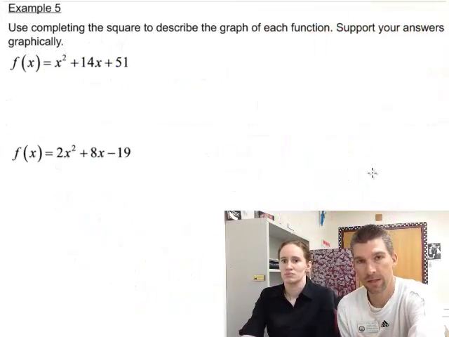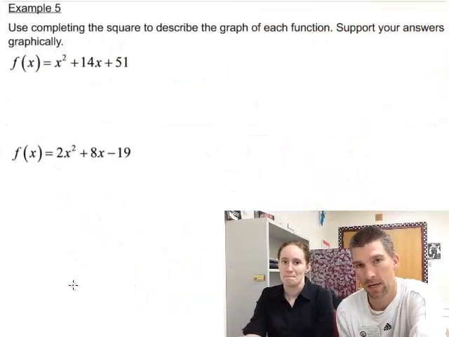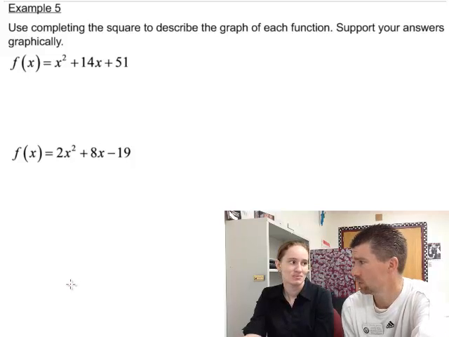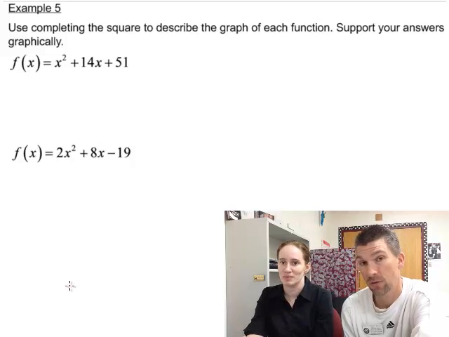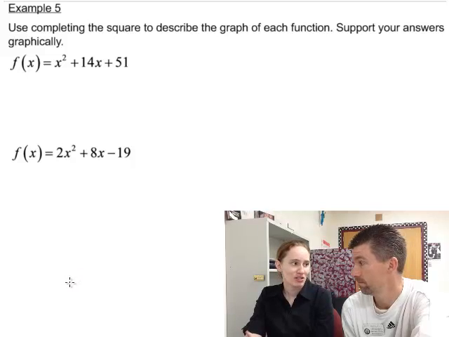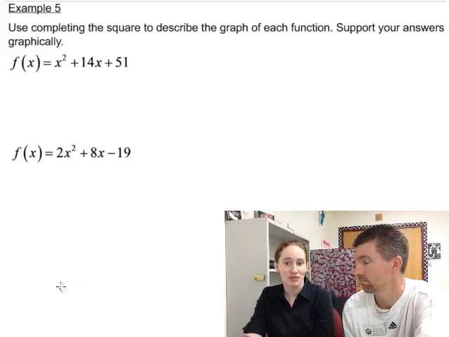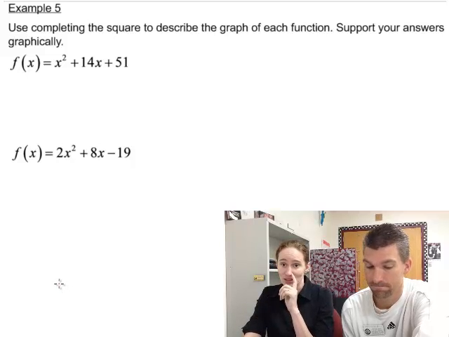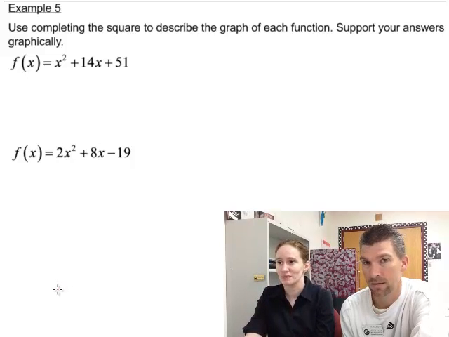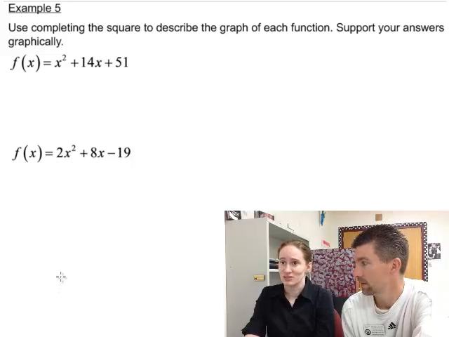Your good buddy completing the square makes an appearance now, and he's really, really super handy, especially when you want to get into vertex form. He can be hard to get along with sometimes. He can make your life a little difficult, but you just have to know how to deal with him, and then everything's fine. So let's talk about it. Let's do completing the square.